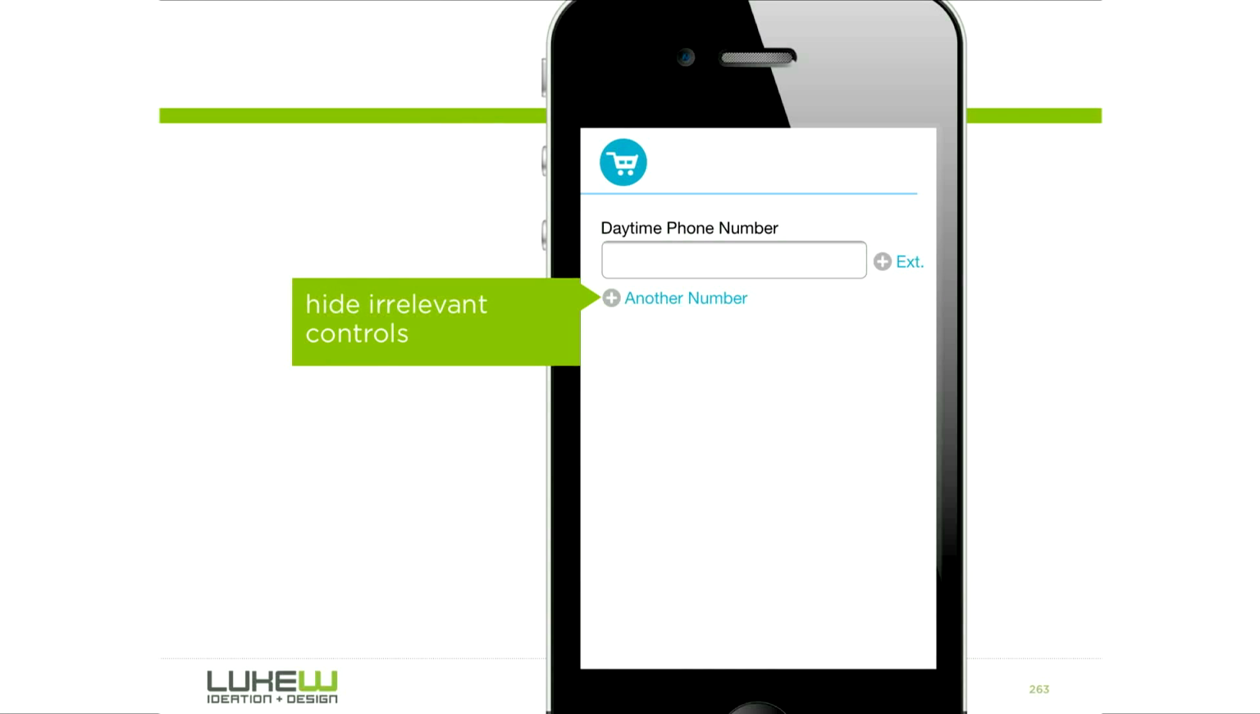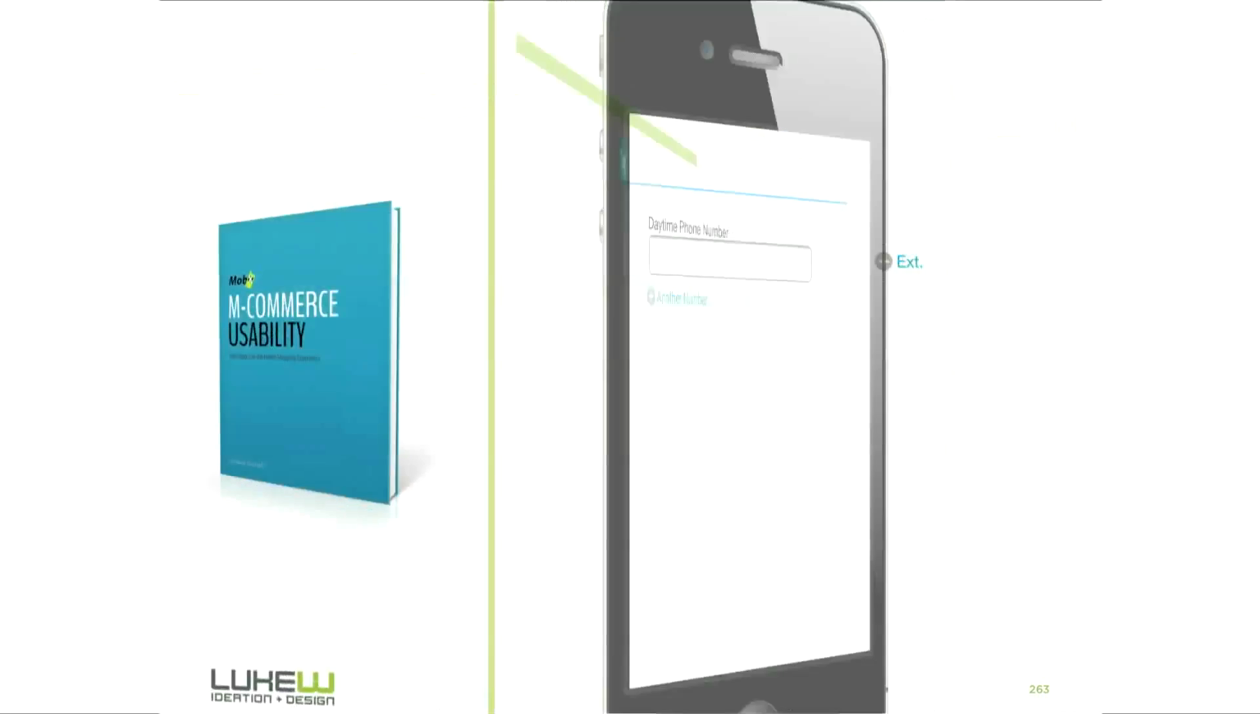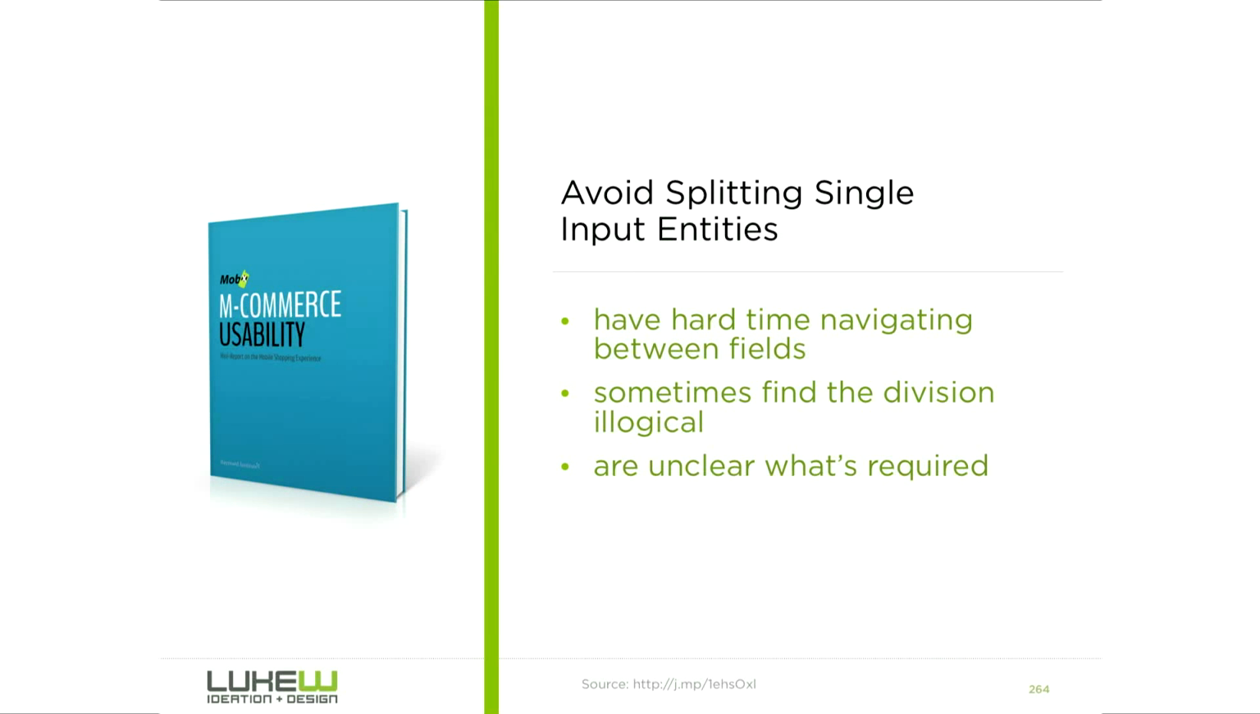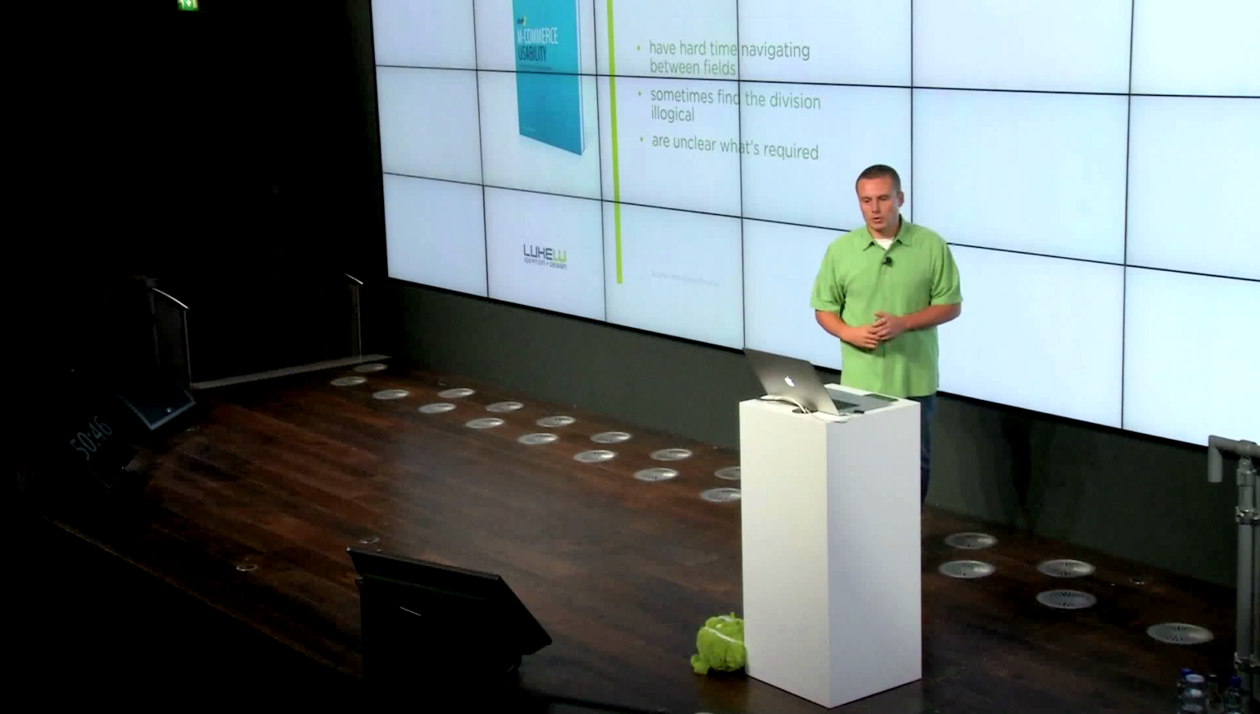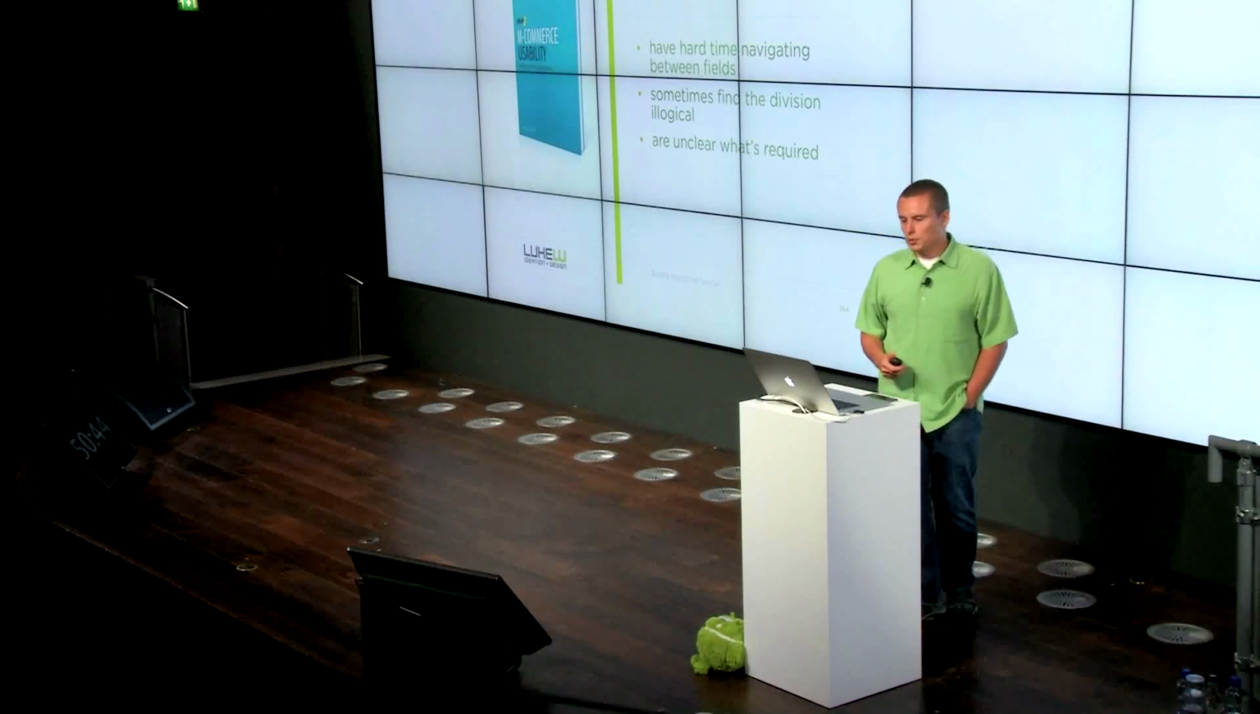Now, another reason why we want to avoid splitting entries, there's a great series of studies in mobile commerce from the Baymard Institute, and they publish a bunch of stuff. And one of the explicit things they have for forms and checkout in particular is not splitting single input fields, because it turns out people find the division illogical, they have a hard time with it, and sometimes they're unclear on what's required. So let me show you the first one.